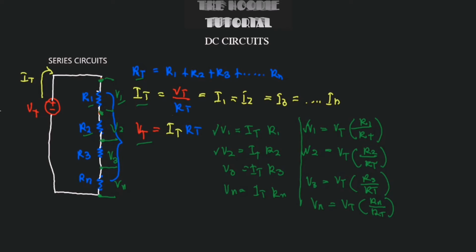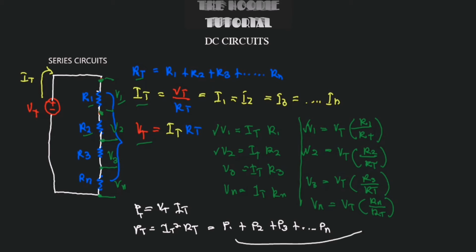Also for the power, let's have the power. The total power will be equal to the total voltage multiplied by the total current, or we could also use Pt is equal to It squared multiplied by the total resistance. It is also equal to P1 plus P2 plus P3, and so on and so forth, Pn.